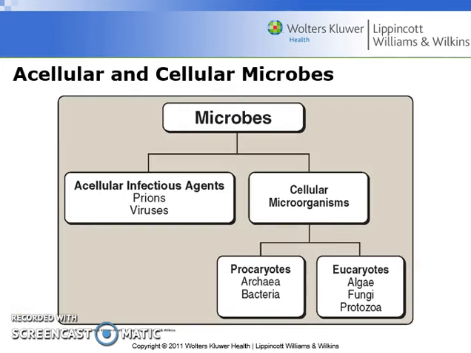This is just a schematic outlining acellular and cellular microbes. As I said, we've got the acellular folks, which are going to be our prions and viruses. A prion is a protein that can be inside of your body. And it's kind of a rebel protein, because what it does is it causes all of the normal proteins in your body to change shape.